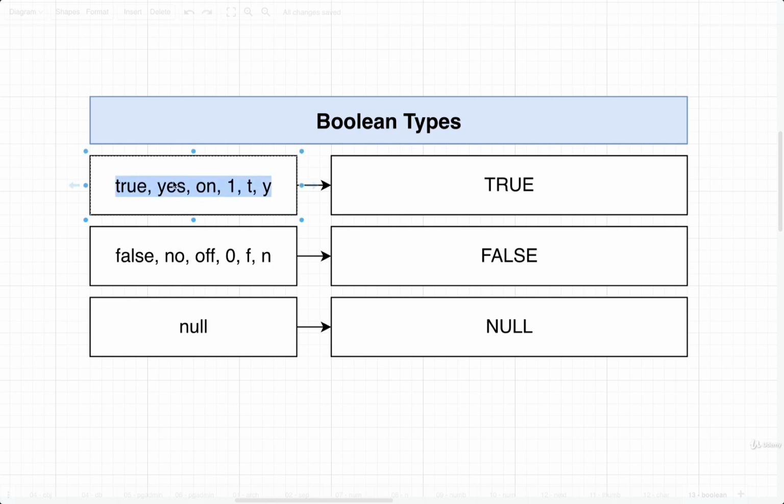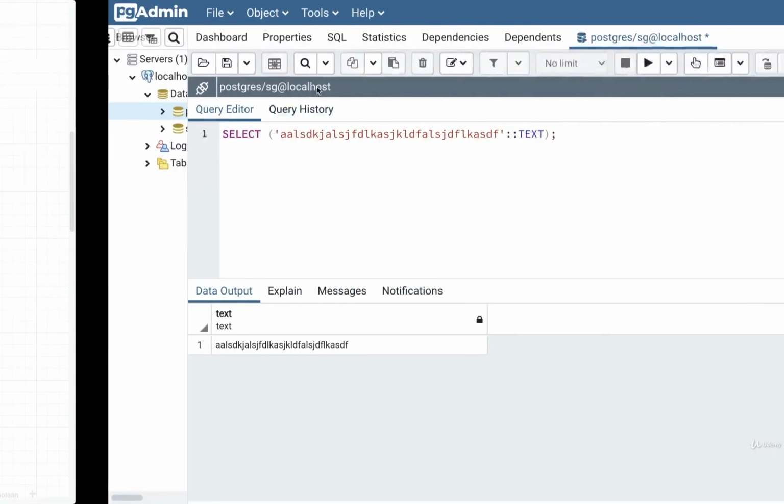So for example, we can provide a string of yes to Postgres. If we provide a string of yes and tell Postgres to treat it as a Boolean, it will be automatically converted into a Boolean value of true. Similar for the number 1, the string on, the string t, or the string y. Let's take a look at an example of this really quick.